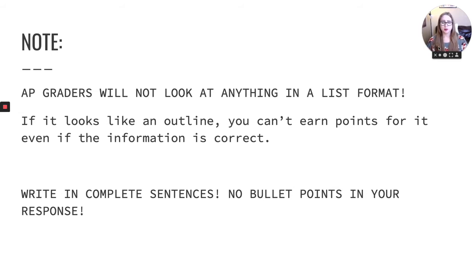So let's look at some of our rules here. One really big thing to keep in mind is that AP graders will not look at anything that is in a list format. You need to be writing in complete sentences. If your response looks like an outline or just a list of bullet points, AP graders are not going to grade that, even if your information is correct. You have to be writing in complete sentences. Again, not an essay format, but it can't just be a list.